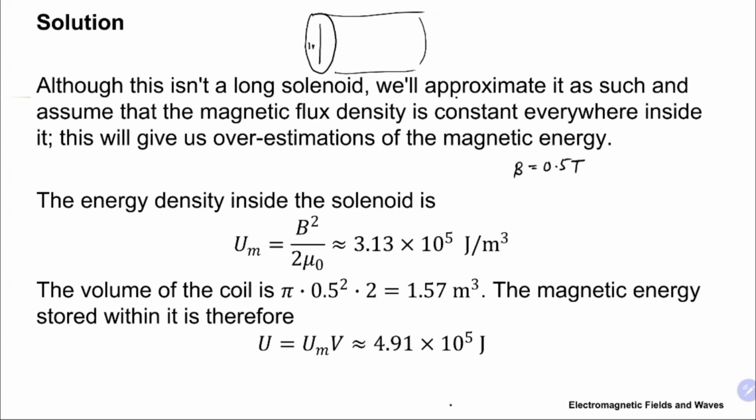this is 1 meter, this is 2 meters, and we assume that the magnetic flux is uniform at 0.5 Tesla. Therefore the magnetic energy density within this solenoid is B squared over 2 mu naught, and that gives you 3.13 times 10 to the 5 joules per meter cube. And with a volume of 1.57 meter cube, the magnetic stored energy is roughly 4.9 times 10 to the 5 joules.